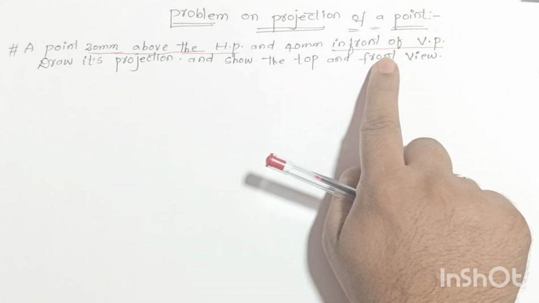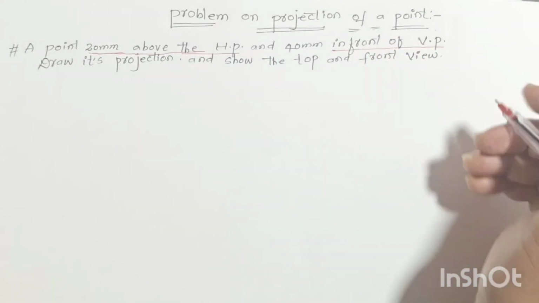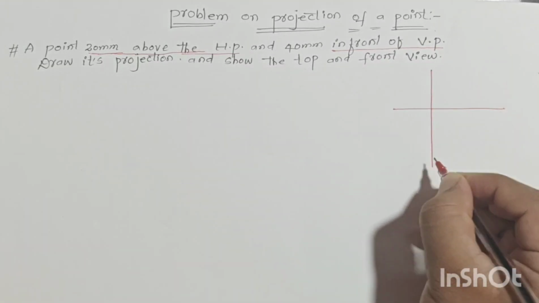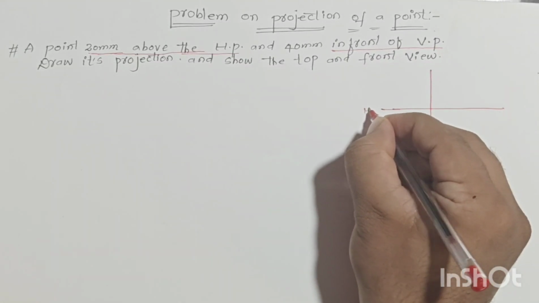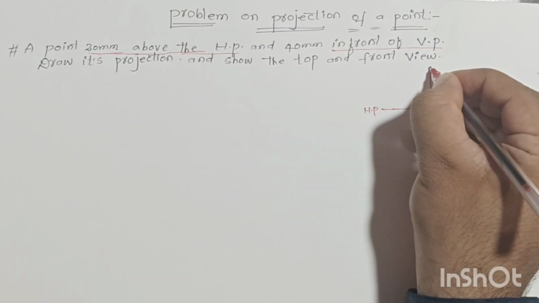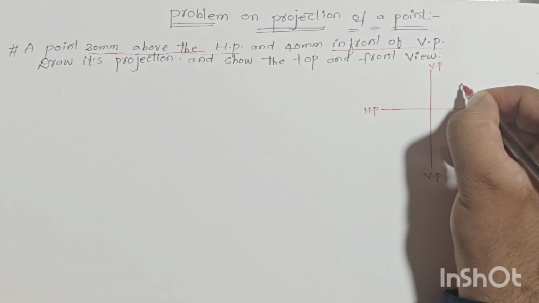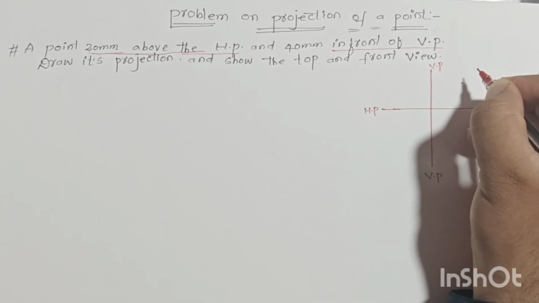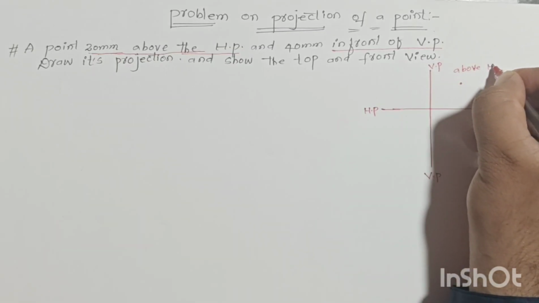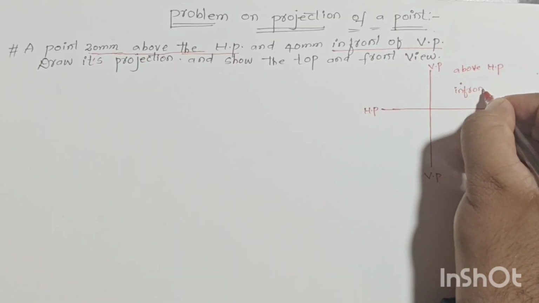Above and in front. It lies in which quadrant here? It lies in the first quadrant. First draw the coordinate, then you will understand very easily. So this is the horizontal plane, and this is the vertical plane. In the first quadrant we know that this point is above the horizontal plane and in front of the vertical plane.